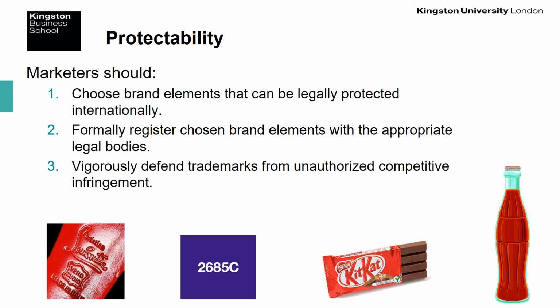The second example, 2685C, that is a Pantone colour code number. If you've ever studied art or design, you will have come across the Pantone system, which is a globally recognized system for classifying and identifying color tones. Every shade of every particular color has a unique numerical identifier that distinguishes and identifies that particular color of pink or red or blue, or in this case purple.